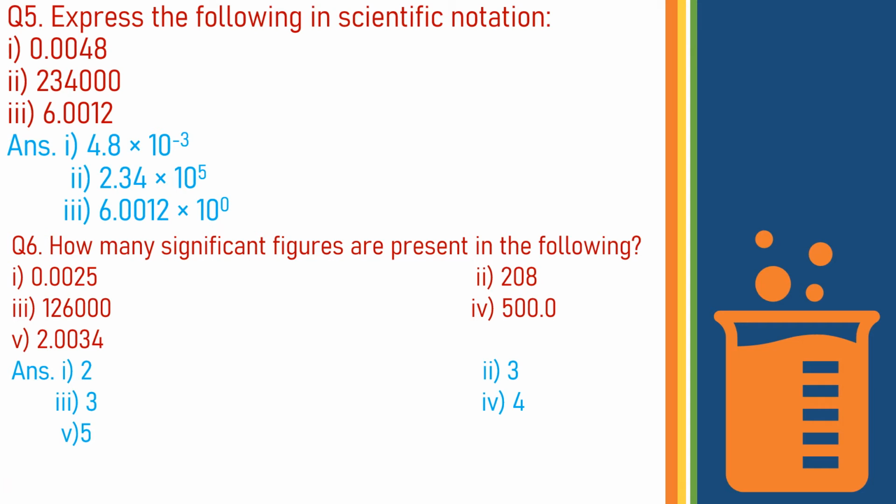The next question is for finding the significant figures. How many significant figures are present in the following numbers? The first one is 0.0025. How many significant figures are present in this number? Obviously 2.